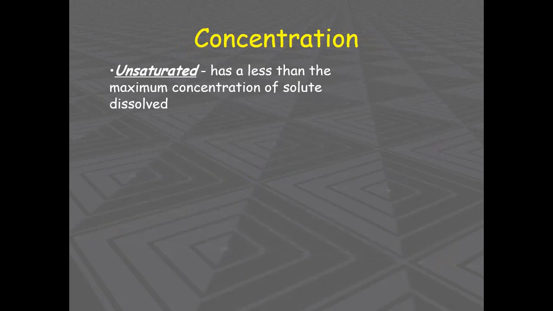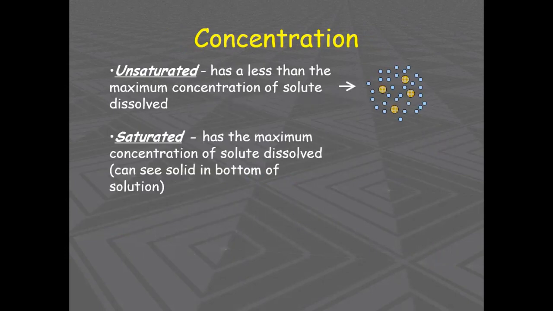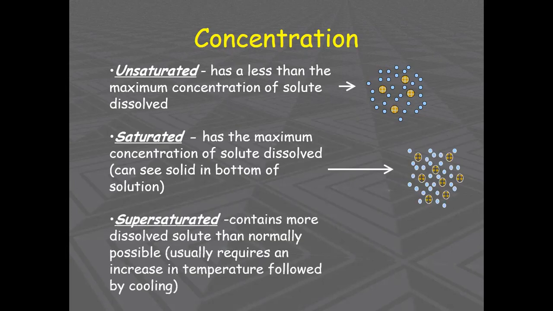Unsaturated has less than the maximum concentration of solute dissolved. It can receive more. Okay. Saturated has the maximum concentration of solute dissolved, you can see solid in the bottom of the solution. Supersaturated contains more dissolved solute than normally possible, usually requires an increase in temperature followed by cooling.